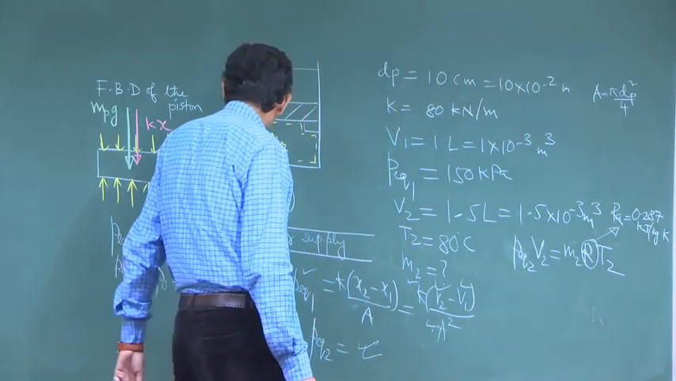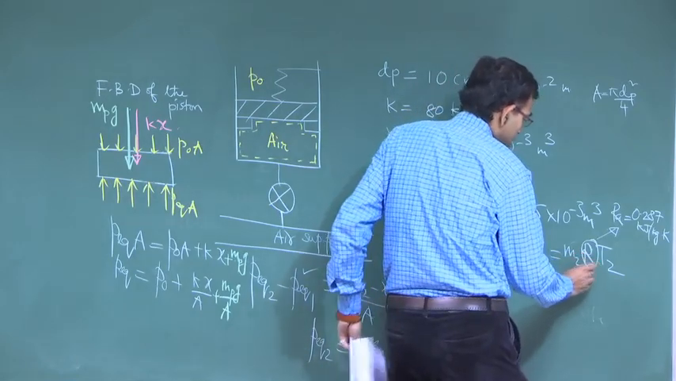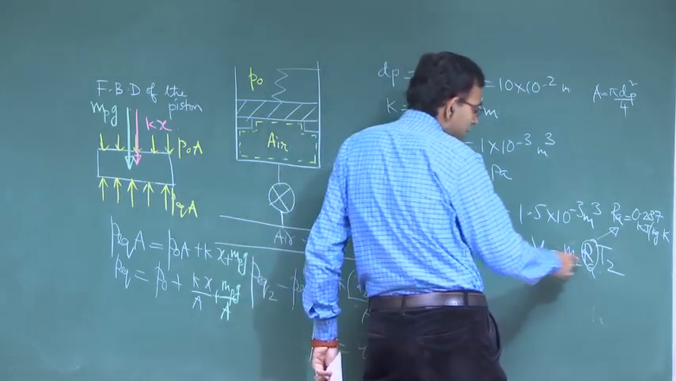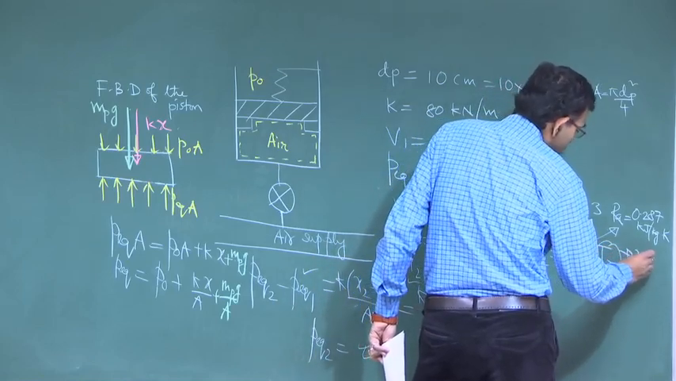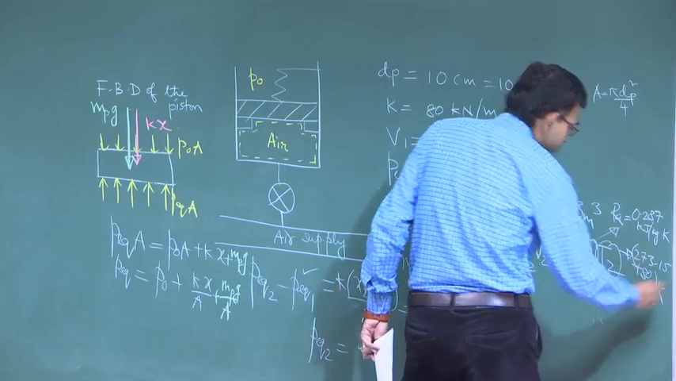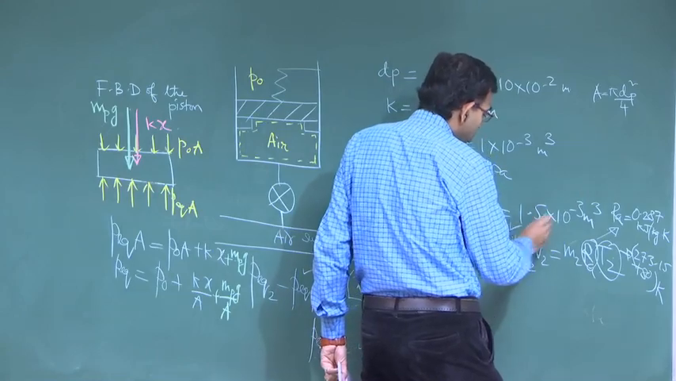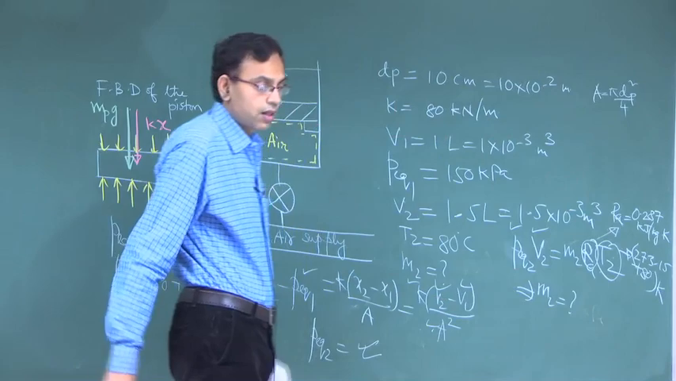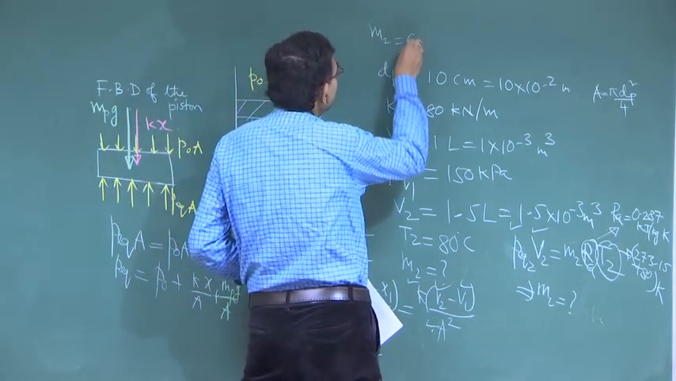So, once you do that, this is R air, this is T2. Remember that when you write this equation, this temperature has to be in Kelvin. So, this is 273.15 plus 80 Kelvin. V2 is known, P equilibrium 2 is known. So, from here you will get M2. The answer to this problem is M2 is 0.012 kg.